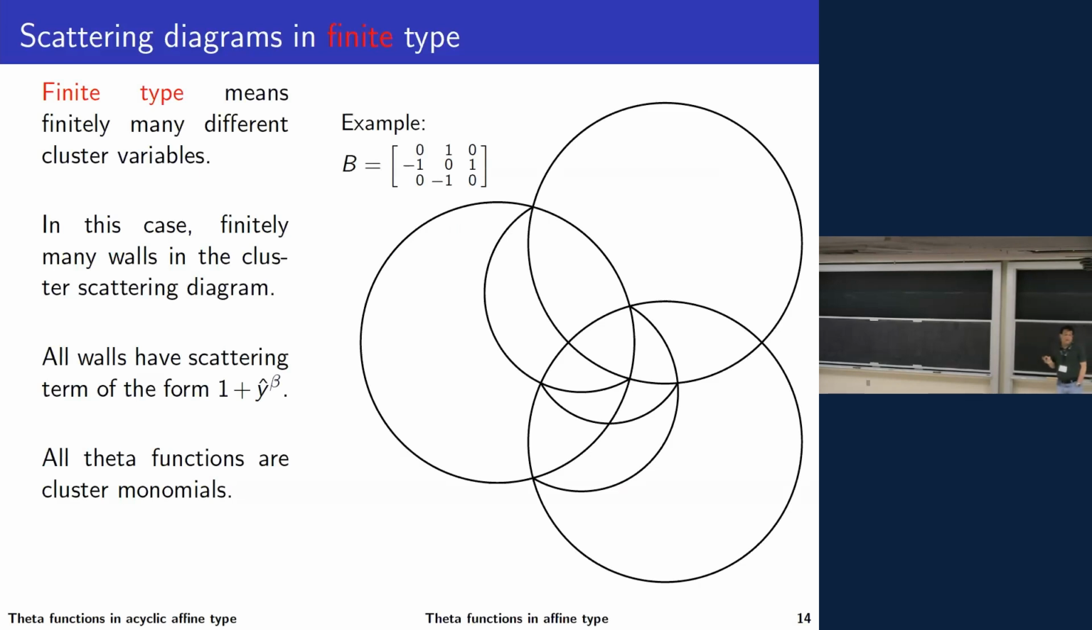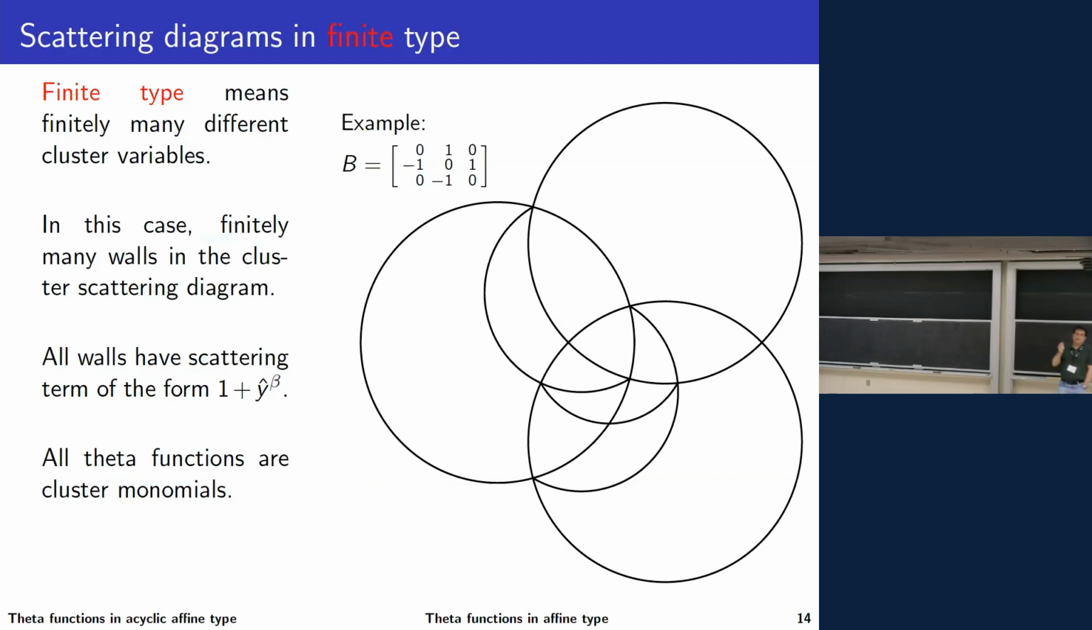So let's start actually with finite type. Scattering diagrams in finite type. Well, what does finite type mean? Finite type means that there are finitely many cluster variables when you do your cluster algebra. In this case, there's also finitely many walls in the cluster scattering diagram.